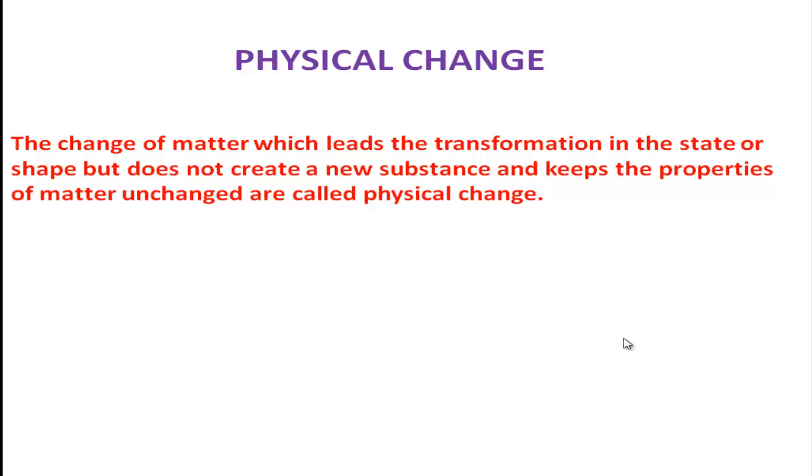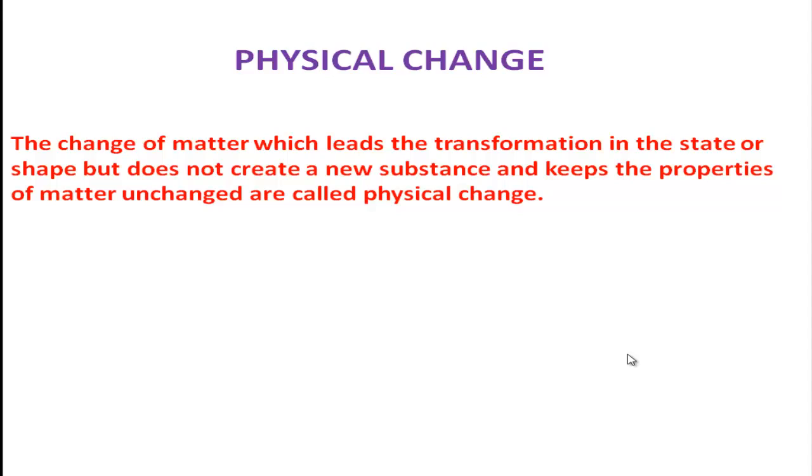The change of matter which leads to a transformation in the state or shape but does not create a new substance and keeps the properties of matter unchanged is called physical change. That means the change of a matter in which only the physical state or its shape changes. Physical state means how many physical states of a matter? There are 3 physical states, isn't it?